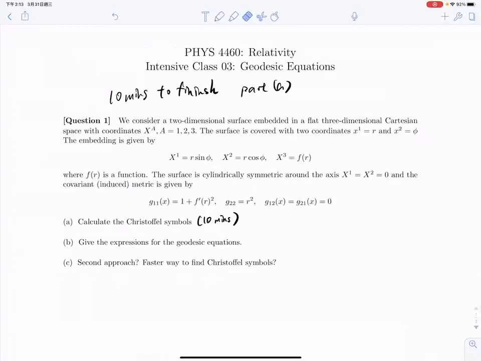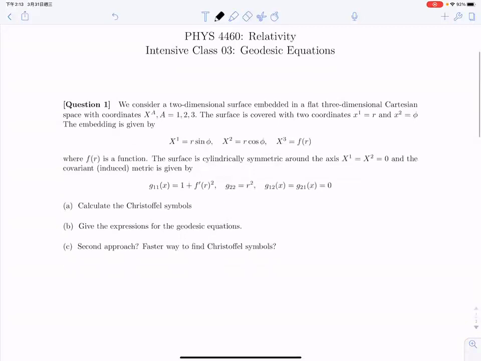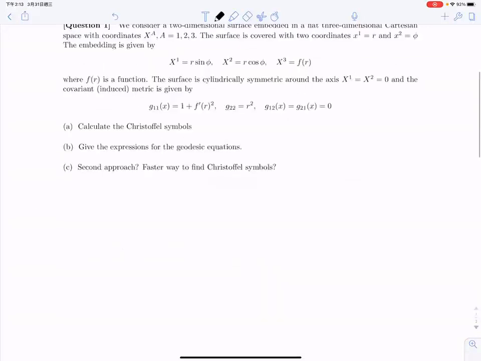All right, time's up for part A. This exercise class is focused on part C, using the Lagrangian to calculate the geodesic equation and the Christoffel symbol. The previous two intensive classes are useful for you to calculate the Christoffel symbols, so I assume you are already very familiar with it. Let me go through it faster.